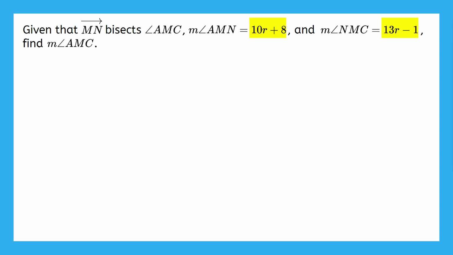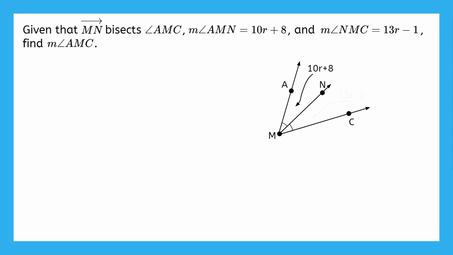Okay, so I started my sketch with angle AMC. Then I drew in the angle bisector. After that, I labeled in my picture that the bisector split the angle into 2 equal parts. Then I wrote in the expressions that were given for each angle. How does this look compared to your sketch? So, how do you think we can solve this?